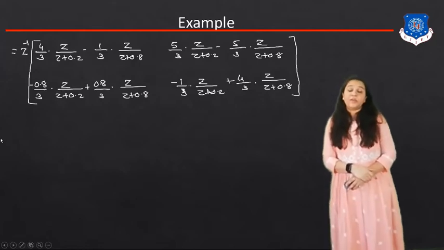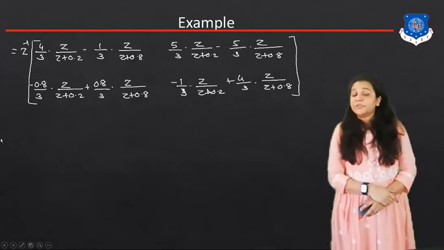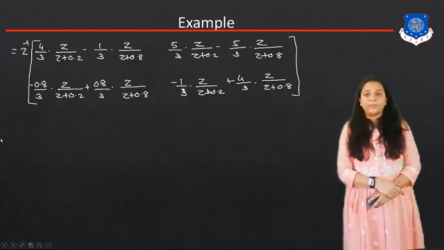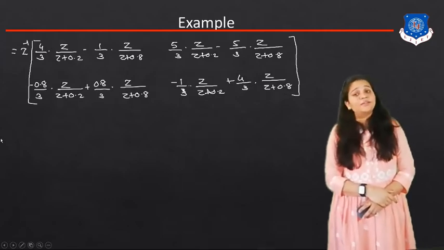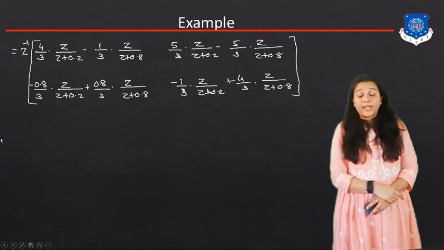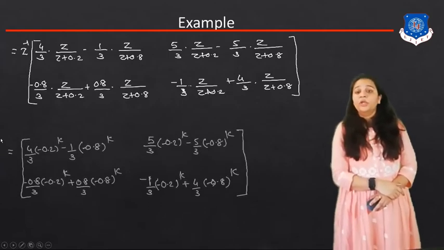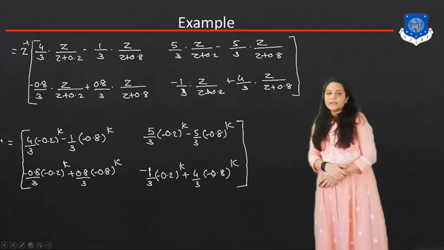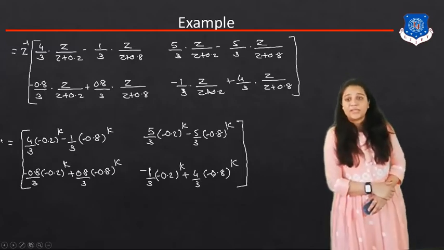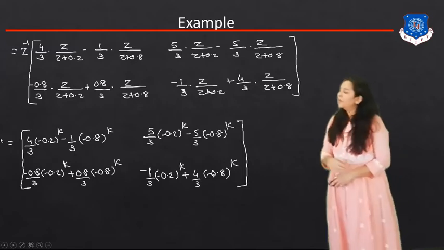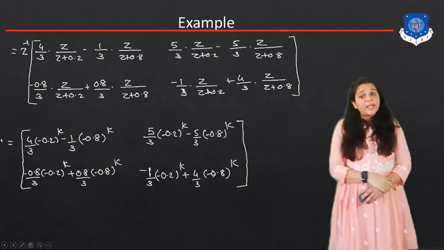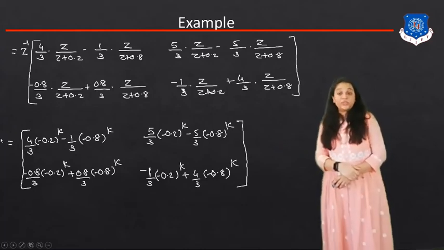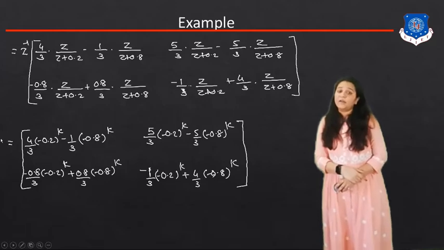Okay, now next we have to find the inverse Z transform for each term. So the inverse Z of 4 by 3 into Z upon Z plus 0.2: the constant term has no inverse Z, but the inverse Z of Z upon Z plus 0.2 is nothing but (-0.2)^k. Then 1 by 3 as it is, and Z upon Z plus 0.8, the inverse Z of Z upon Z plus 0.8 is (-0.8)^k. The same method is applied for all the terms, and we can get this type of matrix. So this is the answer for only the state transition matrix.